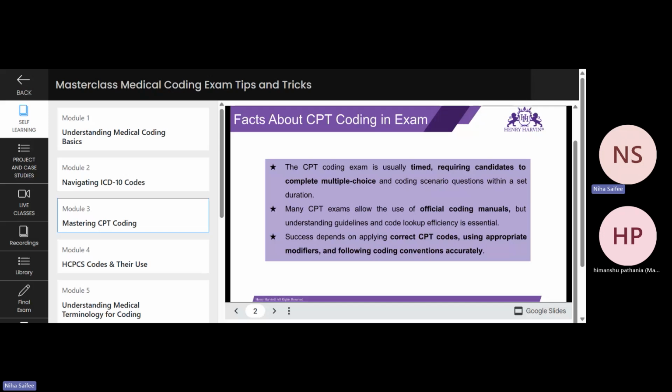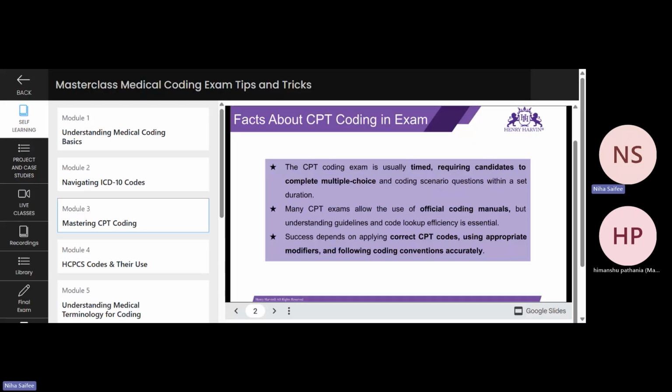Now we already spoke that the exam is timed. So if you are taking 10 minutes to search one code, you will not be able to complete it in 3 hours or 4 hours. When you want to search for the code, you should know exactly what the service, treatment or diagnosis is about, and which chapter you are supposed to look into. That will only happen when you are also thorough with your understanding of medical terminology and anatomy.